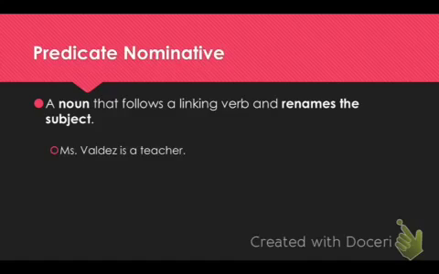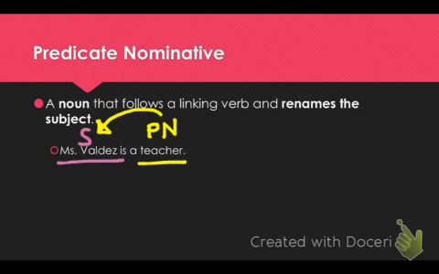A predicate nominative is a noun that follows a linking verb and renames the subject. So in this sentence, Ms. Valdez is a teacher. Ms. Valdez is the subject. The noun teacher is the predicate nominative. So I'm going to mark it with a PN. And this noun right here is renaming me. Instead of calling me Ms. Valdez, you could call me teacher.